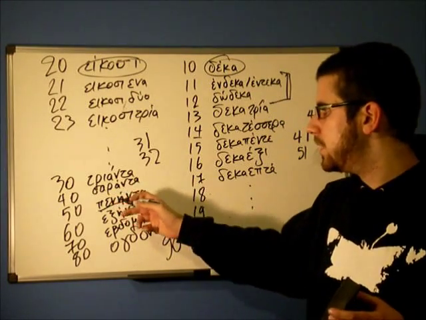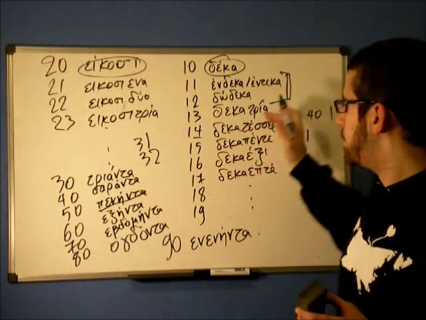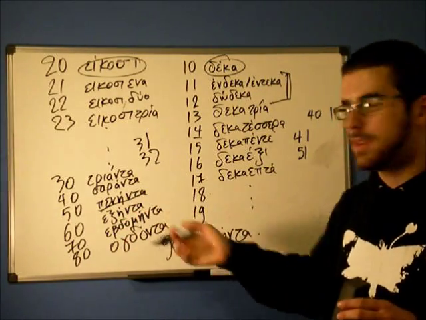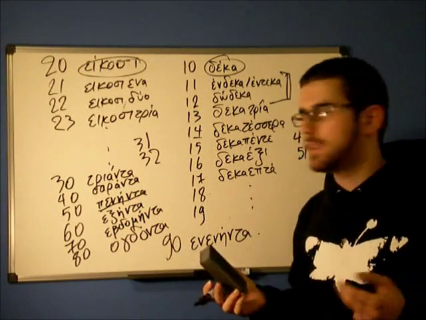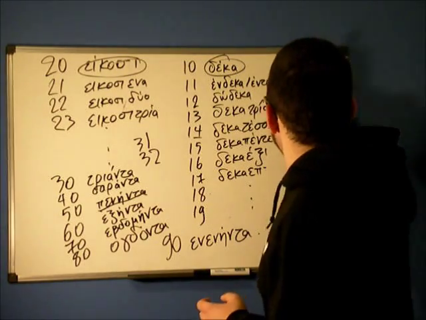Then you go to 40. And from 40, you go up to 49 using this pattern, like 40, 1, 2, 3, 4, 5. And then you go up to 49 and 50, and so on. Up to 100. Now 100, I'm just going to say 100, I'm not going to go to the thousands at all.